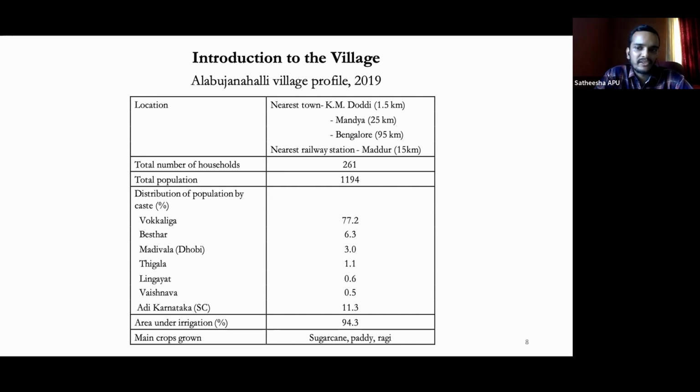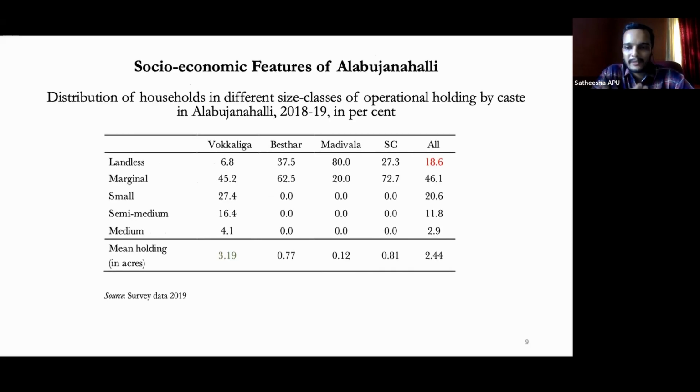The village is largely agrarian. Around 95% of the cultivated area is under irrigation, and the village receives water from canals linked to the Kaveri river. The main crops grown in the village are sugarcane, paddy, and ragi. Now I'll briefly explain some of the main socioeconomic features of the village.